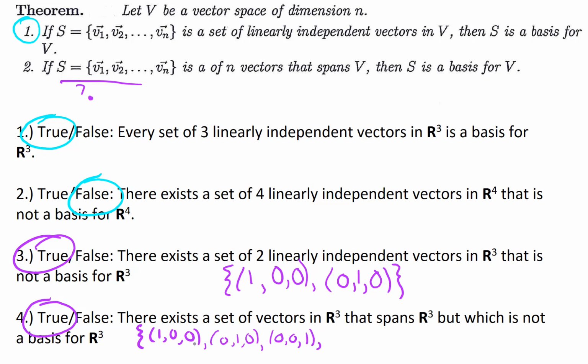And so those are linearly independent, and they certainly are a basis, but let's throw in one more vector here, like the vector 1, 2, 3. Well, this set certainly does span, so that set spans R3, but it's not linearly independent. So this, let's say, is linearly dependent. And since it's linearly dependent, it's not a basis.